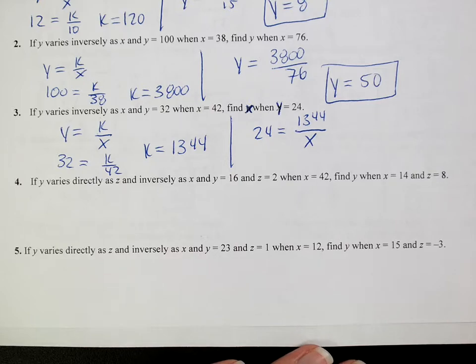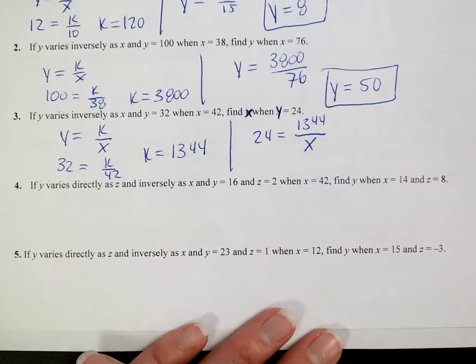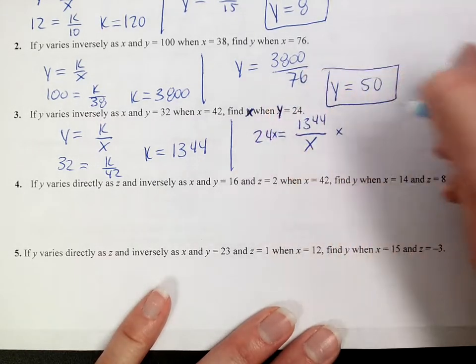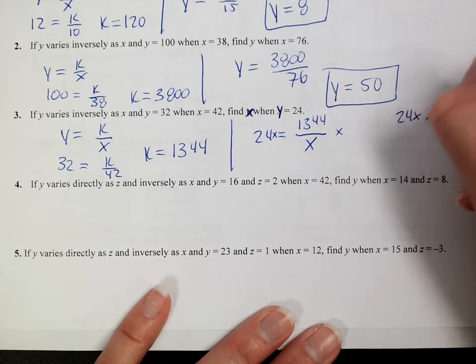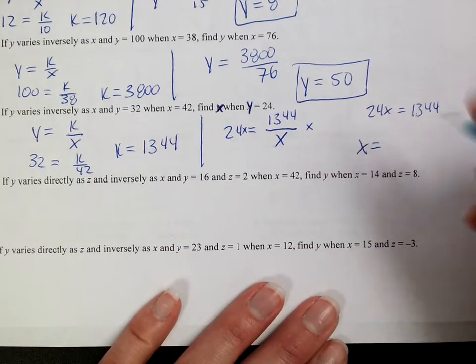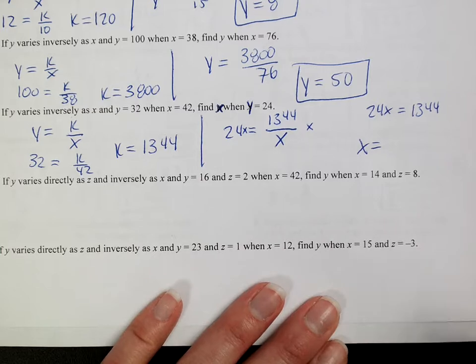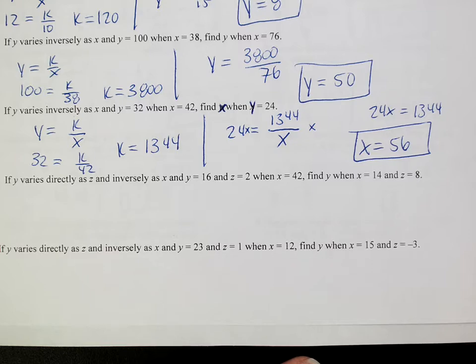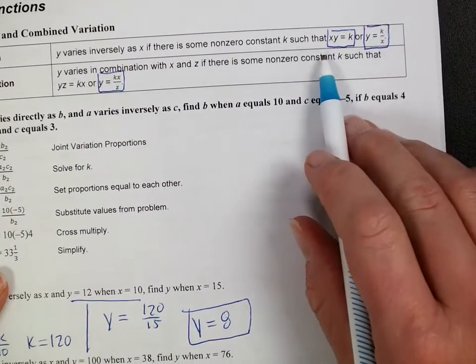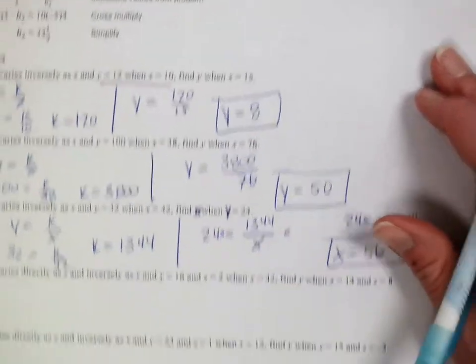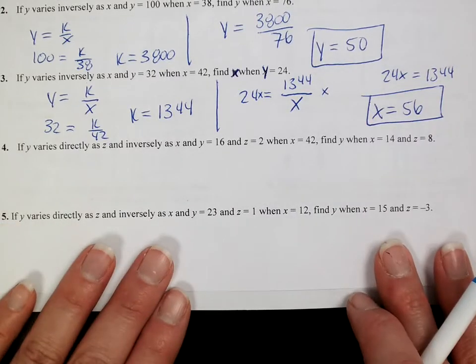You can do a couple things. You can put the 24 over 1 and kind of make it into a proportion type thing. I like to just multiply by the x to get it out of the denominator. So then it's going to be 24x equals 1344. Then you have to divide by the 24 to figure out what x is. So that divided by 24 is 56. So, I mean, it's still really the same thing. You can also go back up to this other property that x times y equals k. That'll save you a little bit of time when you're looking for x. But either way.